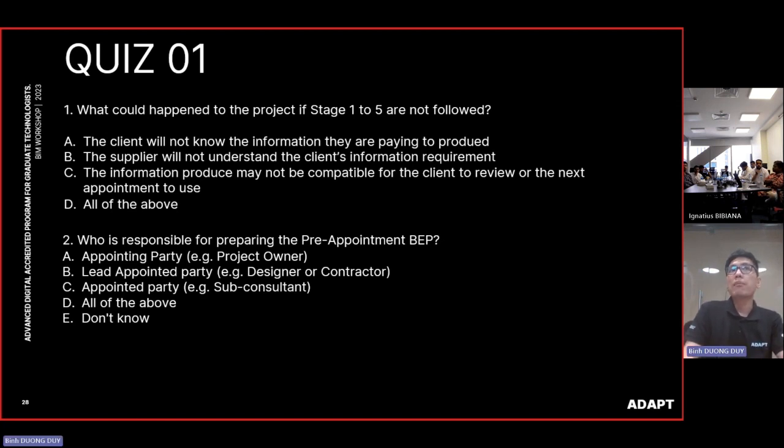Question 2: who is responsible for preparing the pre-appointment BEP? A, appointed party or the owner. B, the lead appointed party, designer or contractors. C, the appointed party being the sub-consultant, and D, the appointing party. I am also giving E here, which you have not got yet.